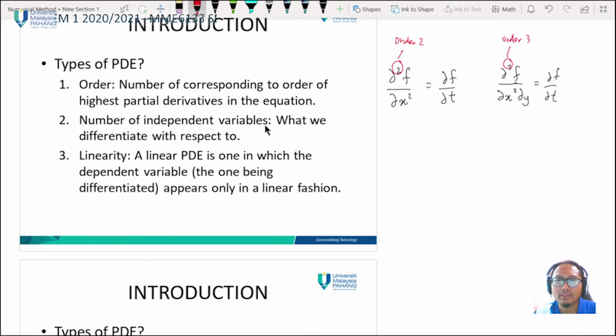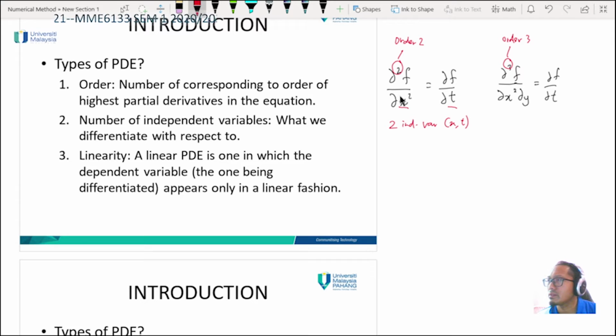The second type of PDE is the number of independent variables available in the PDE. The independent variables are the variables that we differentiate with respect to. Looking at the same equations that we have here, in the first equation the number of independent variables is 2, where we have x and t. For the second equation, we have x, y, and t as the independent variables. So this PDE has 3 independent variables, which are x, y, and t.